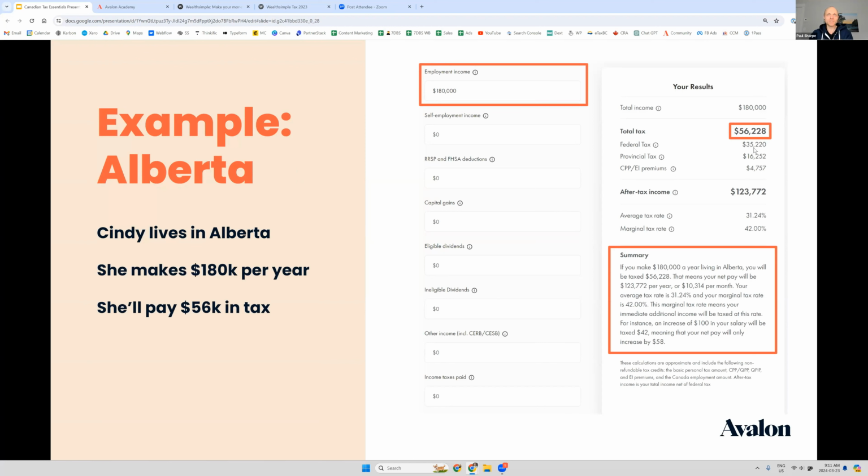So have a quick look at that. $35,000 in federal and $16,000 in provincial income tax. She makes $180,000 and pays $56,000 in taxes.